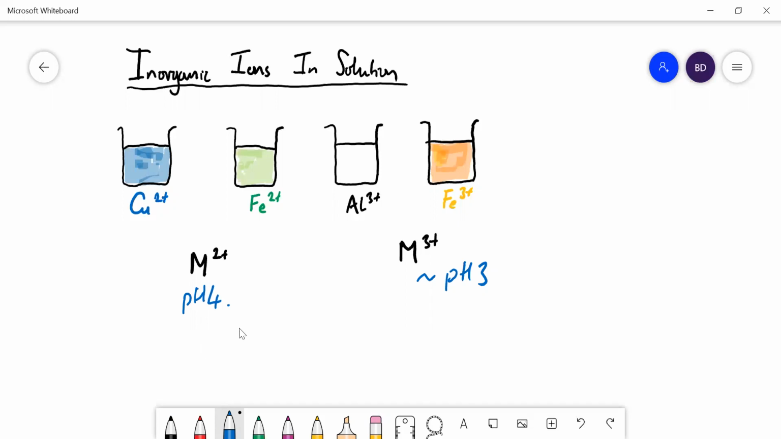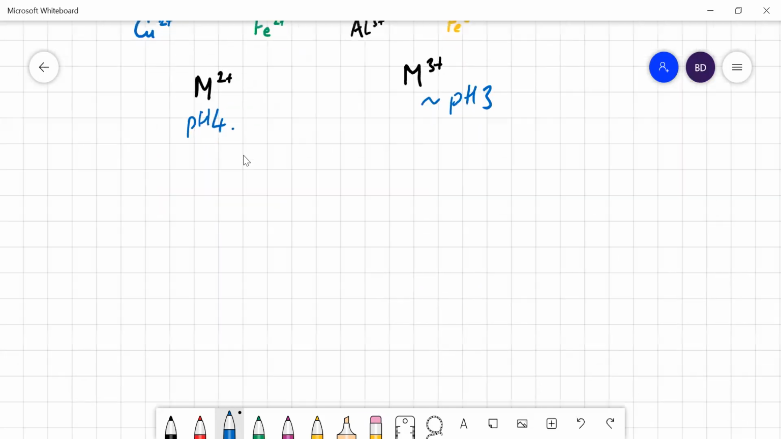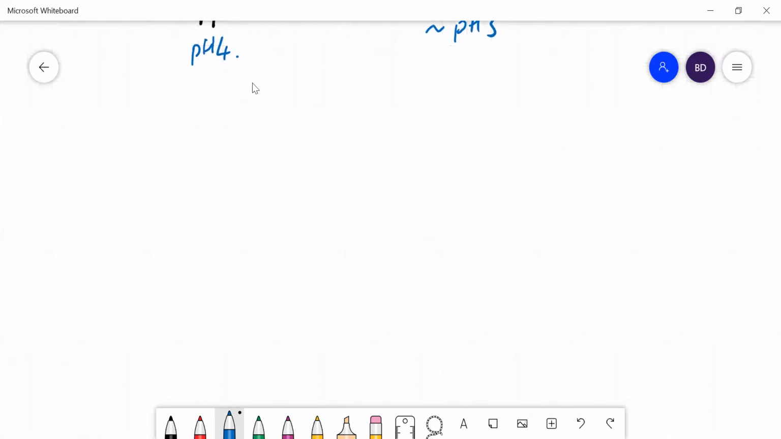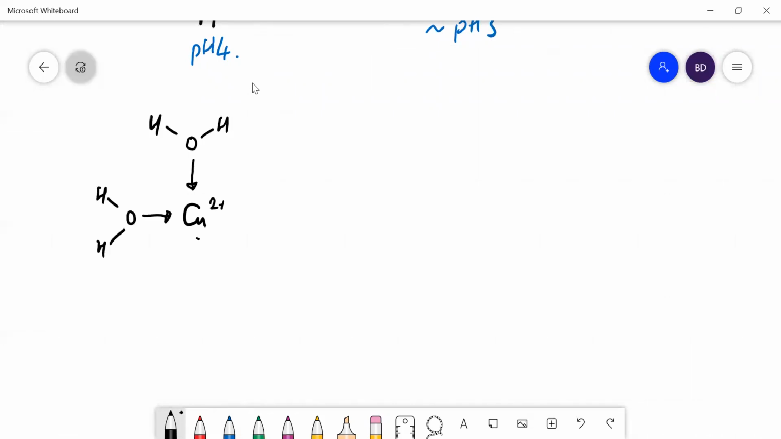The answer lies in the fact that they exist as complex ions. Let's take copper as an example. Copper 2+, and we're going to have 6 waters. I'm only going to draw 4 of them because I can't draw it in 3D, surrounding it. One of the lone pairs on the oxygen, there are 2 lone pairs on each oxygen, is forming a dative bond to the central metal ion.